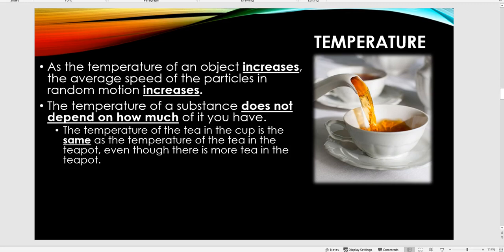As the temperature of an object increases, the average speed of the particles in their random motion also increases. So we would say that the relationship between temperature and movement of particles is directly proportional. The temperature of a substance does not depend on how much of it you have. I'm going to say that again, put a star by that in your notes. The temperature of a substance does not depend on how much of it you have. The temperature of the tea in this cup is the same as the temperature of the tea in the entire teapot, even though there is more tea in the teapot.